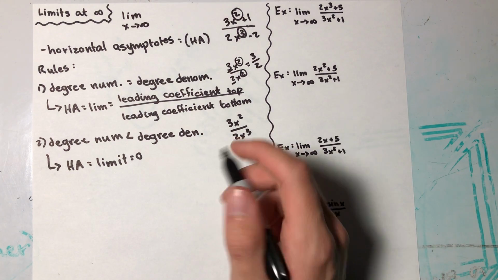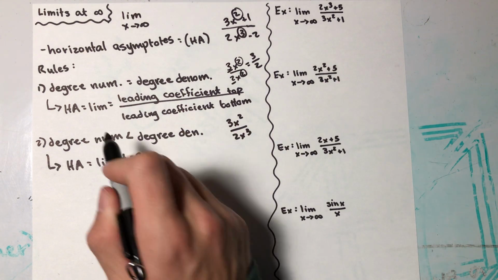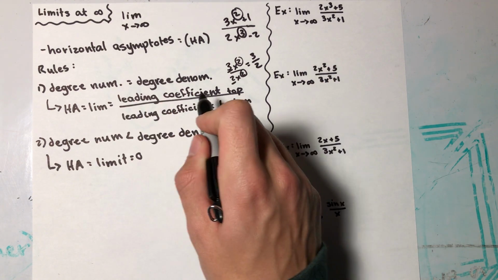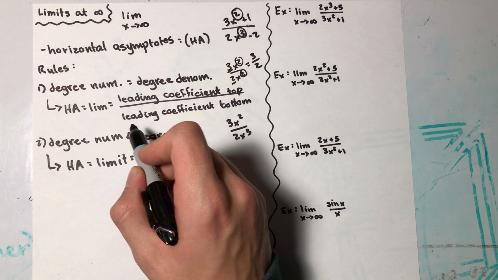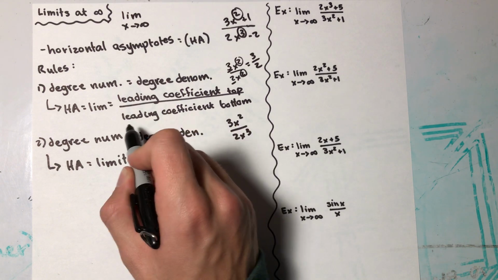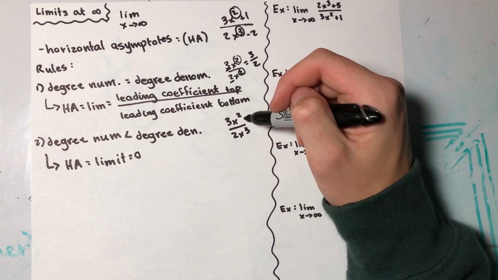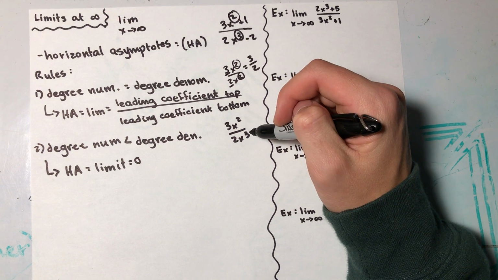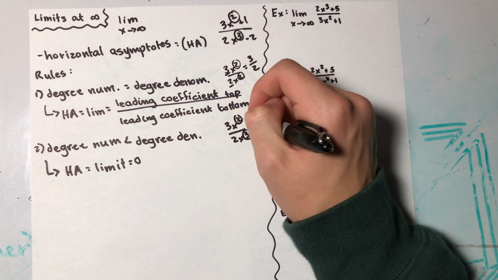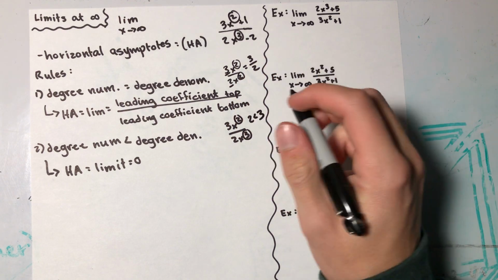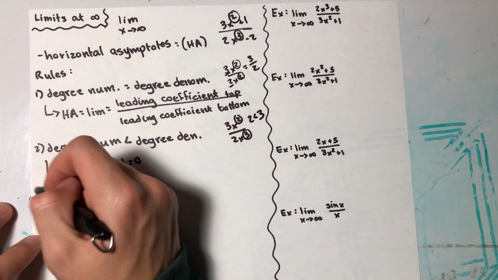That one's relatively easy, and these are good to just know and memorize. So just to recap, the first one: if the degree in the numerator is equal to the degree in the denominator, the horizontal asymptote, which equals the limit, is just the leading coefficient of the top over the leading coefficient of the bottom. And if your degree in the numerator is less than the degree in the denominator, because in this case 2 is less than 3, then your limit is just equal to 0. So that's a relatively easy one.